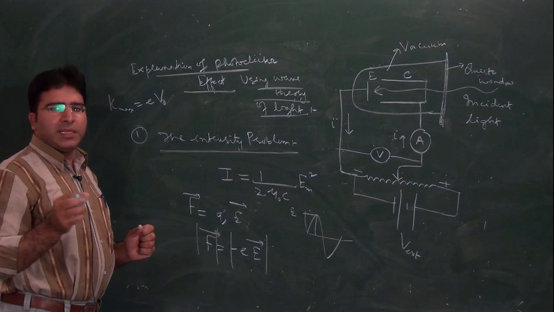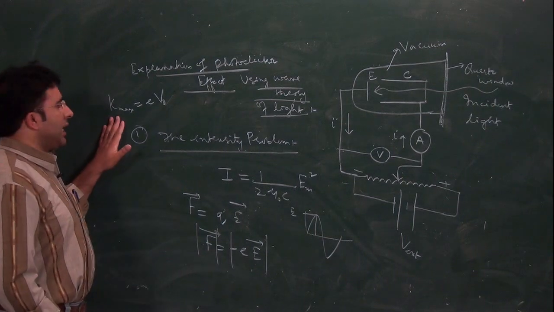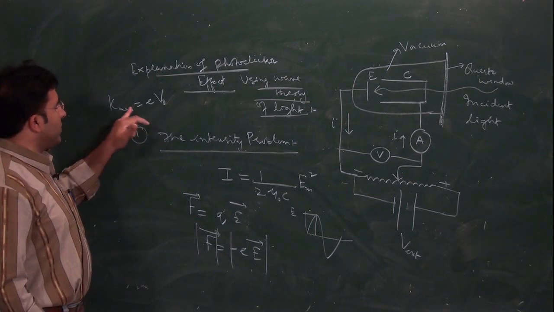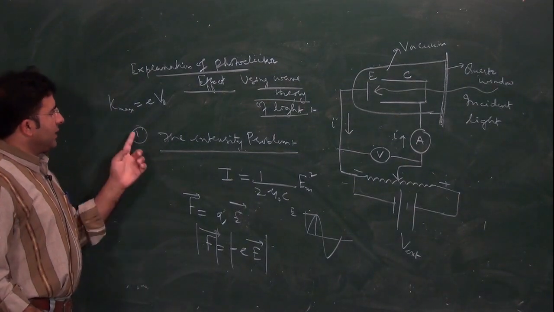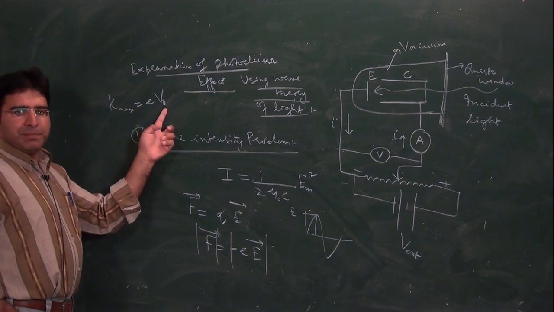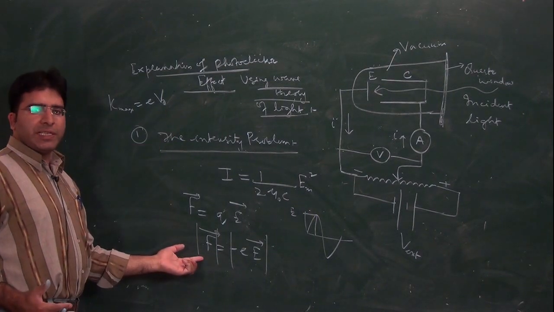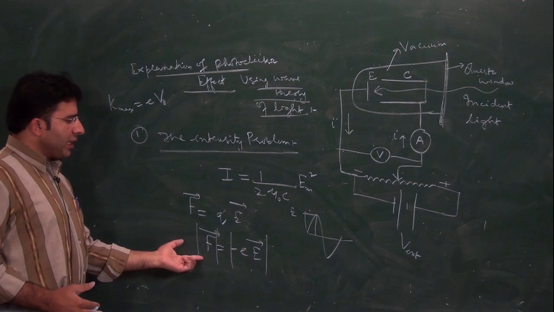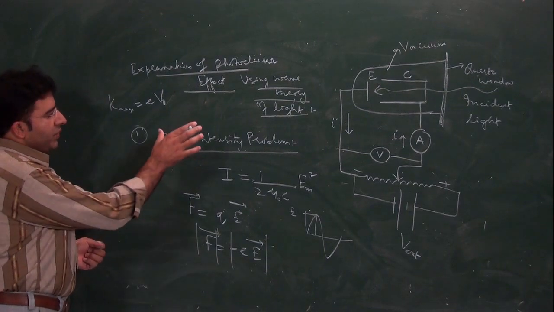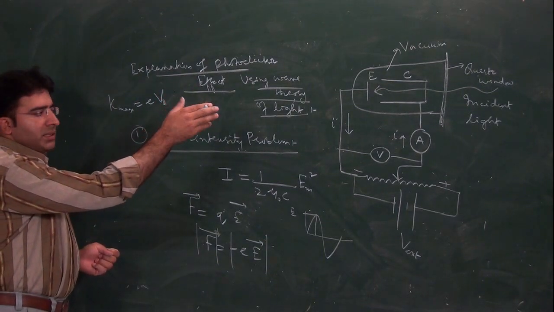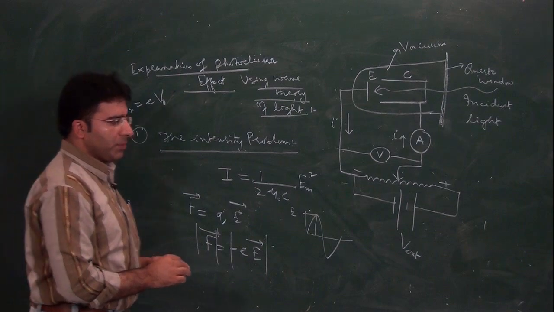Experiment says there is no effect of changing intensity on stopping potential and kinetic energy. That means kinetic energy and the stopping potential are independent of the intensity of light. Wave theory says kinetic energy and stopping potential must change by changing the intensity of light. So it is not a minor deviation, it is 100% contradiction. That means we cannot account for this experimental fact using wave theory. Now, there is one more problem.